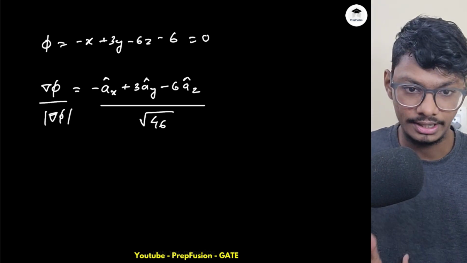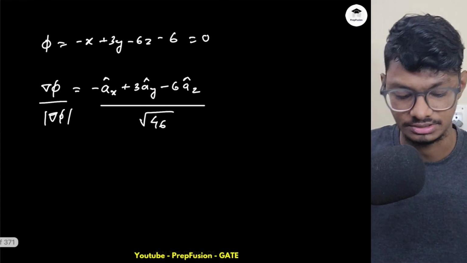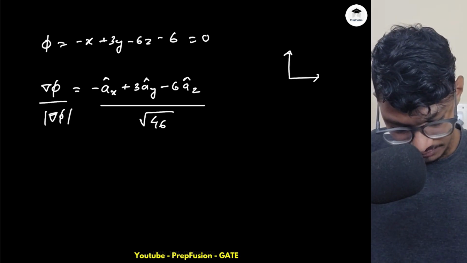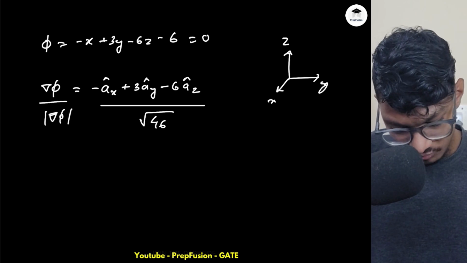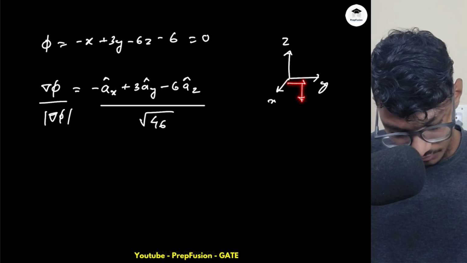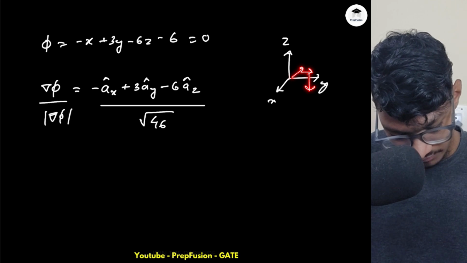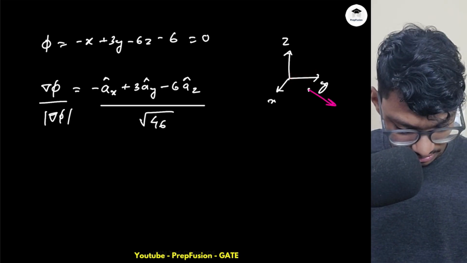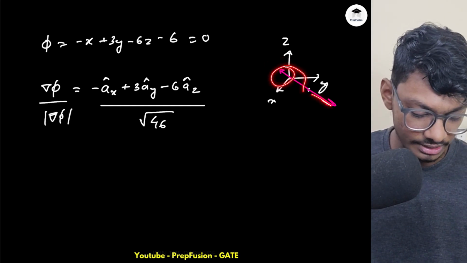So how do I identify on which side this plane is, because they are asking for the electric field on the side containing the origin. So if I just quickly draw these vectors, this is x, y and z. I am observing that y is positive, x is negative and z is also negative. So I am somewhere around here, right? From here I can have two directions, this and this, to get to the origin. So I'm on the other side of the origin, right?